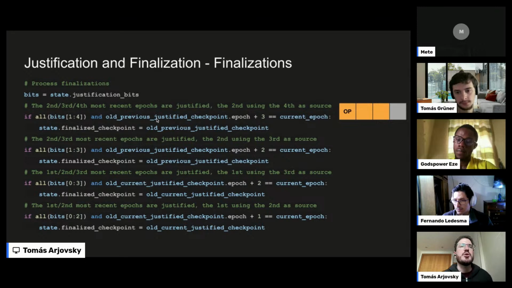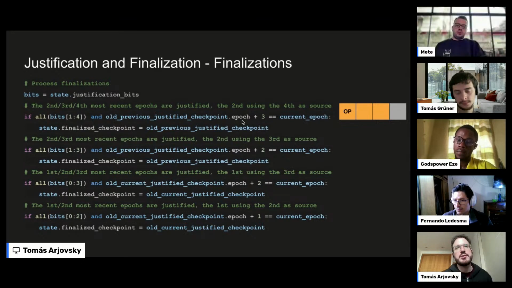And then we see that the old previous justified checkpoint plus 3 is the current epoch. What that means is that this was the old previous justified checkpoint. If that's the case, it means I had these 3 justified and this was the last justified in the previous epoch. That means I can finalize that one, because this is my source, and this was my source in the last one, and this was my target, and these 2 are justified. So I use two-finality and justify this one.